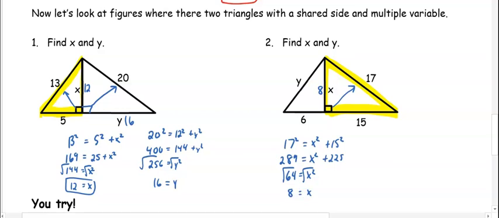And then to solve for y, we have our right angle with y being the hypotenuse. So y squared equals 6 squared plus 8 squared. Y squared equals 100. So when we take the square root of both sides, y is 10.